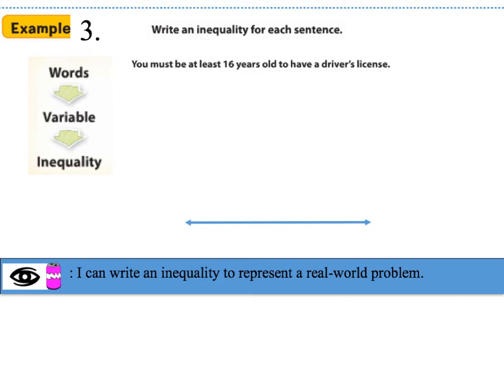For example 3, it says write an inequality for each sentence. In words, it says you must be at least 16 years old to have a driver's license. So I'm going to use the variable y to represent you, because that's what the problem is talking about. And then I want to underline the words at least. So I'm going to write the inequality like this.